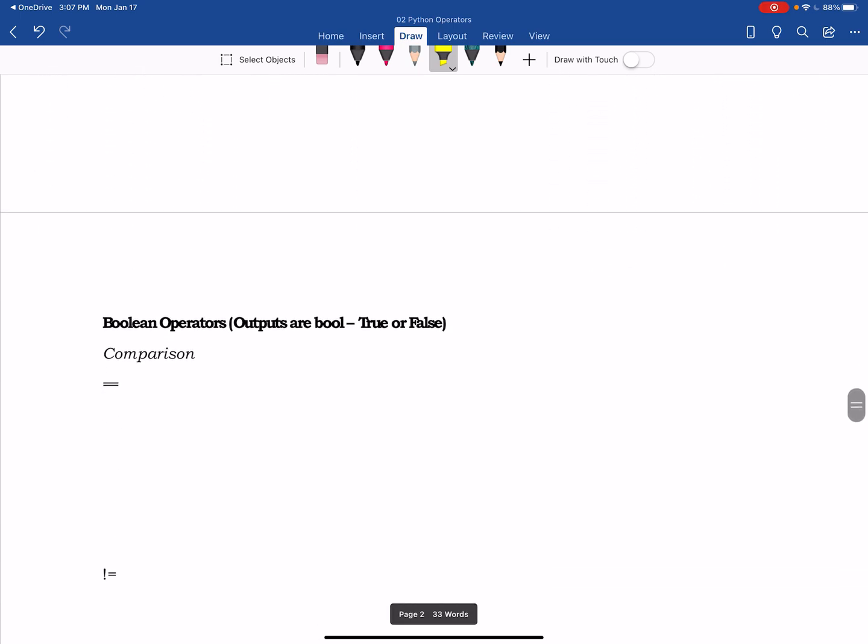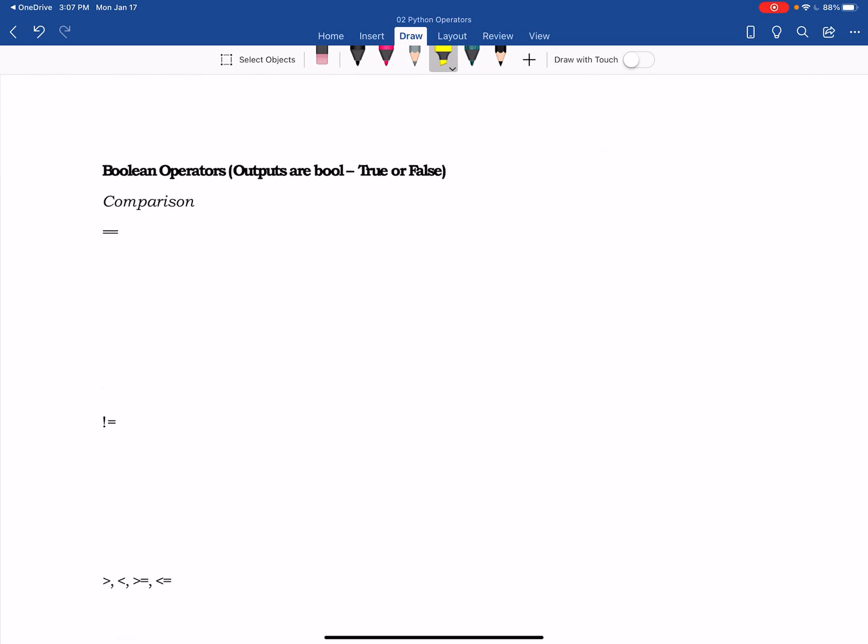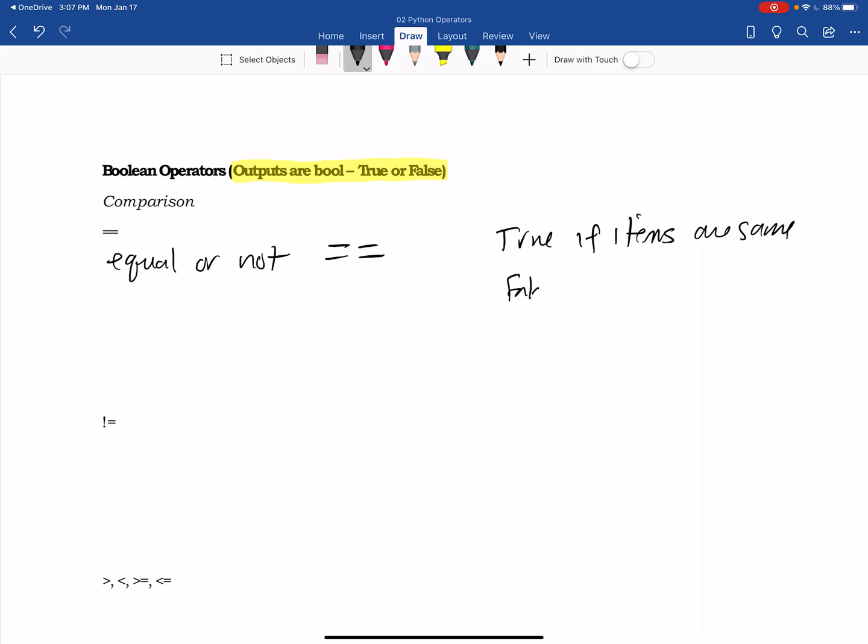Okay, so let's talk now about the Boolean operators. The important part about Boolean operators is that their outputs are always Boolean. Their inputs, not necessarily Boolean, but their outputs are always Boolean. So no matter what you put into this, if you put ints into here, if you put strings into here, if you put Booleans into here, the output is going to be Boolean. The first operator is comparison, whether they're equal or not. This is 2 equal signs. This will output to you a true if the items are the same, and a false if they're different.